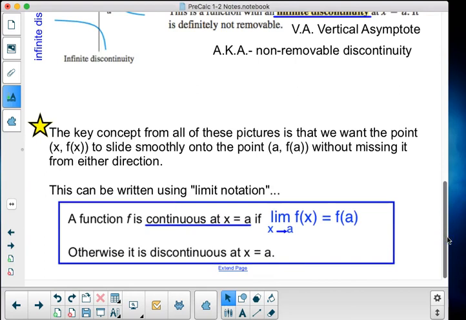The key concept from all these pictures is that we want the point x, f of x to slide smoothly onto the point a, f of a without any change in value, okay, without missing it from either direction. And that's when I was talking from the left side, from the right side. Okay, a function f is continuous at x equal a if the limit as I approach a for the function f of x is actually f of a. I plugged that in. There's no issue with being able to evaluate that point at that spot. Otherwise, it will be considered discontinuous at x equal a.